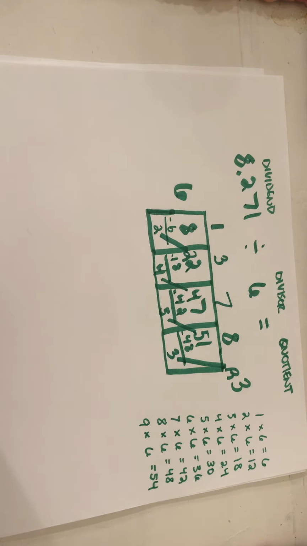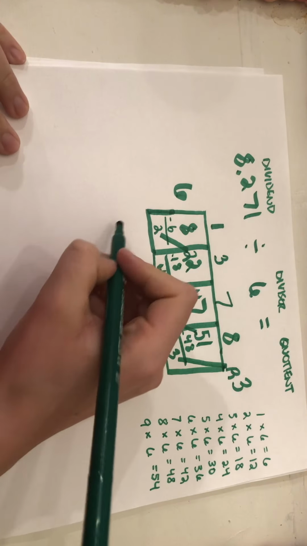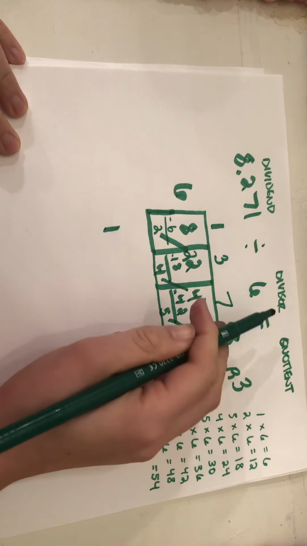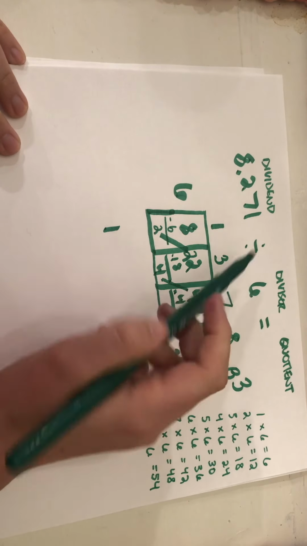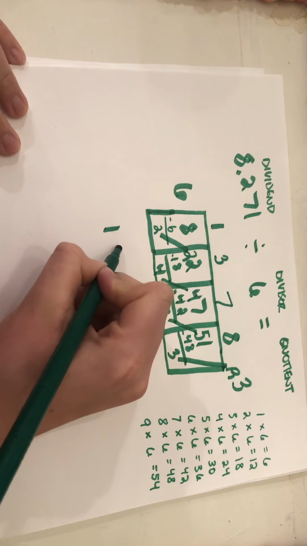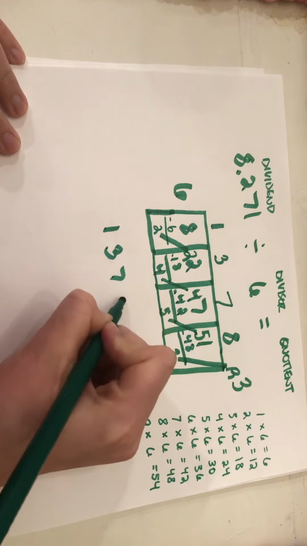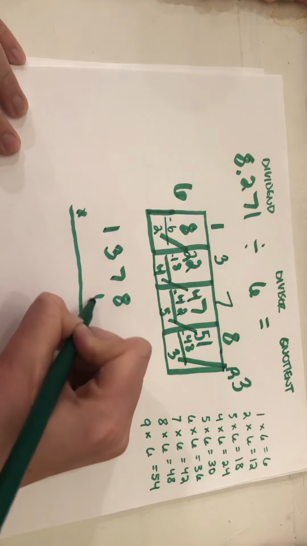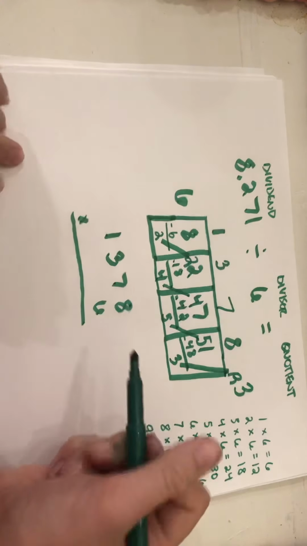Well, for one thing, we can do our inverse operation, which is multiplication. So we can check by multiplying our quotient by our divisor. And if we get our dividend, then we know that our quotient was correct. So we have 1,378 times 6. Let's do that together.